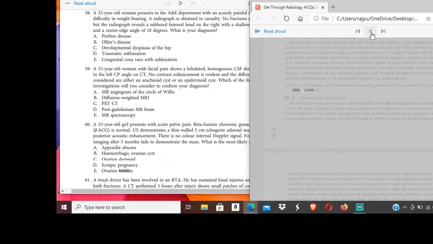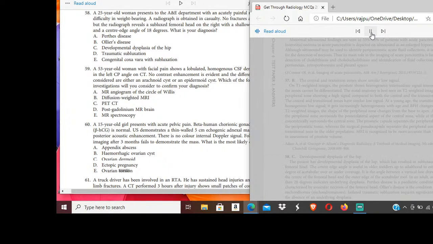2002, 23, 184-92. 60. B. Hemorrhagic ovarian cyst. All of the above may present as a right hemipelvic mass. Hemorrhage into an ovarian follicular cyst is the most common of these, and it usually resolves after 1 or 2 menstrual cycles. Several patterns of ultrasound findings have been described, including an echogenic mass, a ground glass pattern, diffuse low-level echoes, a web pattern of mixed echogenicity.